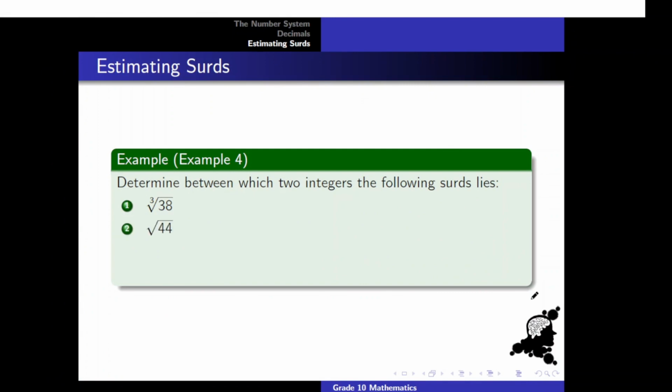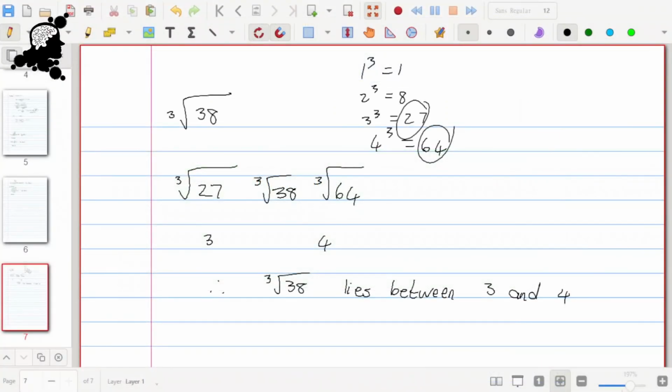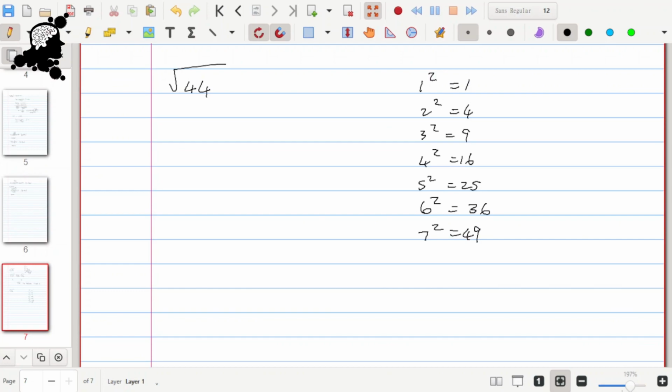So next, we're looking at the square root of 44. Now we're dealing with the square root, so let's write down the question. We're looking at the square root of 44. Because this is a square root, let me write a list of perfect squares. 1 squared is 1, 2 squared is 4, 3 squared is 9, 4 squared is 16, 5 squared is 25, 6 squared is 36, 7 squared is 49. This should be enough. Now 44 is between 36 and 49.